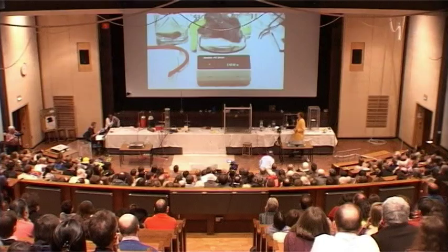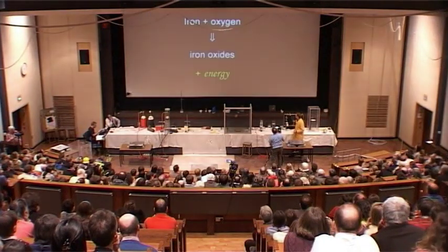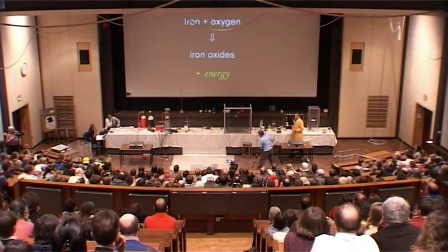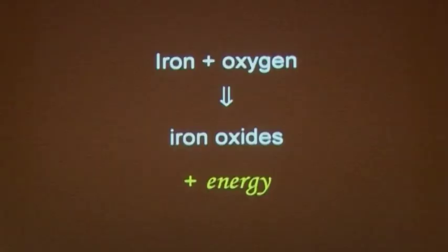Okay, so we can show this using a chemical equation. If we have the slides on, please. The iron is combining with the oxygen from the air, forming various iron oxides, and releasing energy in the form of light and heat.